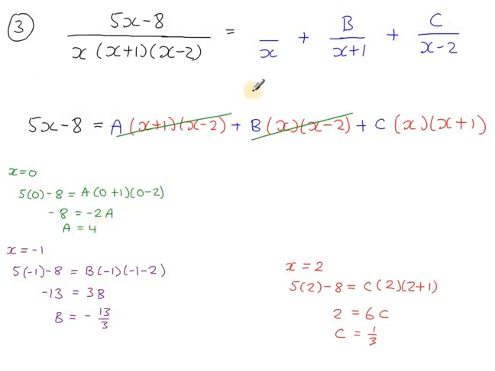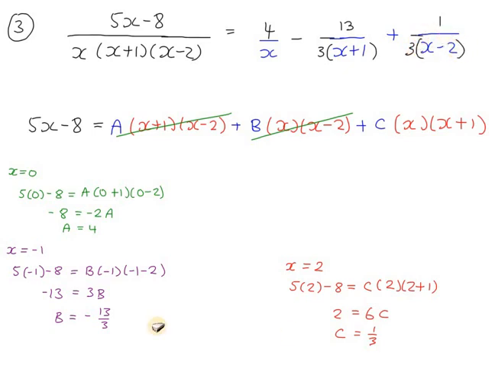So A equals 4. B is minus 13 over 3, so minus 13 over 3. We need some brackets here. Or you can multiply the brackets out and write 3x plus 3 in the denominator, but I'm going to leave it like this. And the final one, C, is equal to 1/3. So we have 1/3, and again we need some brackets here.